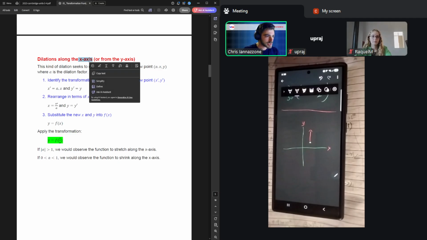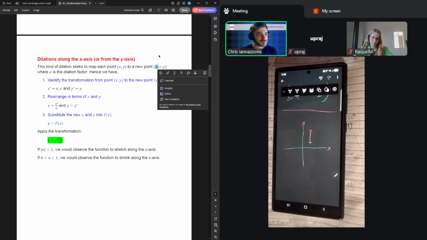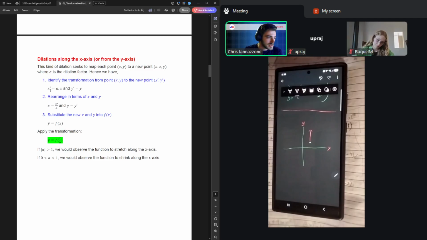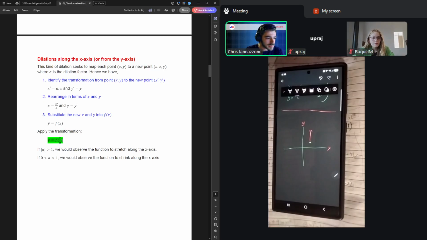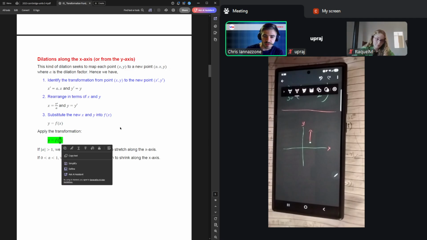This is also a dilation, but in the opposite direction. In this case, we're going along the x, or from the y. So the multiplication is going to be on the x. Everything else looks exactly the same. One thing I'll point out here is because this is already in y equals f of x, there's no further rearranging to actually be done here.